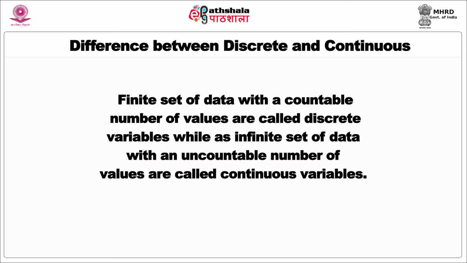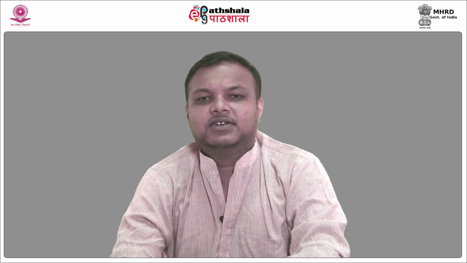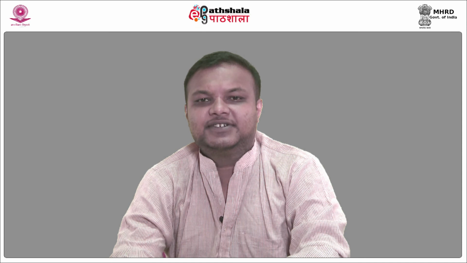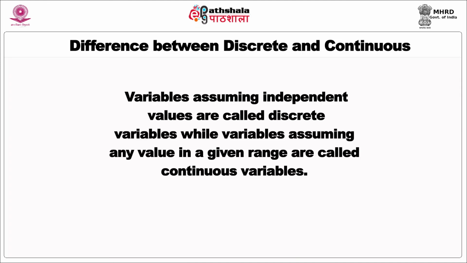Difference between discrete and continuous variable. A finite set of data with a countable number of values is called a discrete variable, while an infinite set of data with an uncountable number of values is called a continuous variable. The range of specified numbers is complete in the case of discrete variables, while it is incomplete in the case of continuous variables. In a discrete variable, the values can be obtained by counting, while continuous variables are random variables that measure something. Variables assuming independent values are called discrete variables, while variables assuming any value in a given range are called continuous variables.